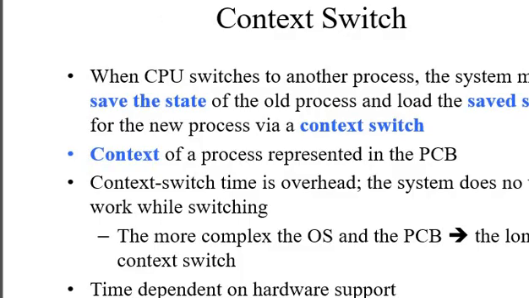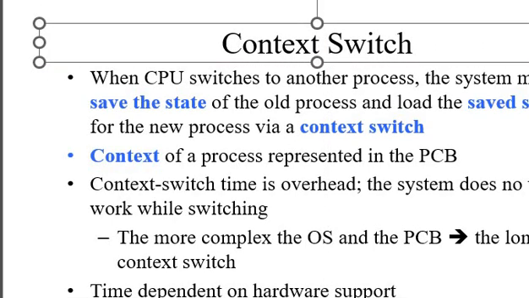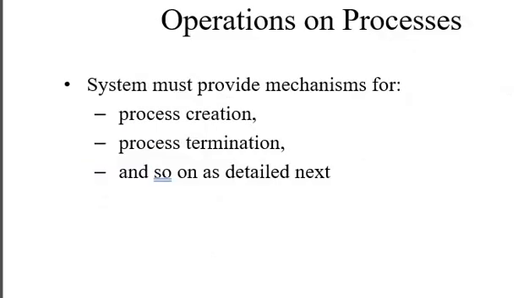So we come to the context switch. When the CPU switches to another process, the system must save the state of the old process and load the new one via the context switch. The context of a process is represented in a PCB, which has the various threading processes and operations on the PCB. Process creation, process termination, and so on will be discussed in detail over here.